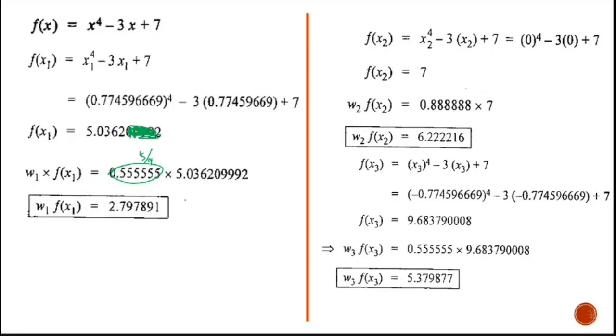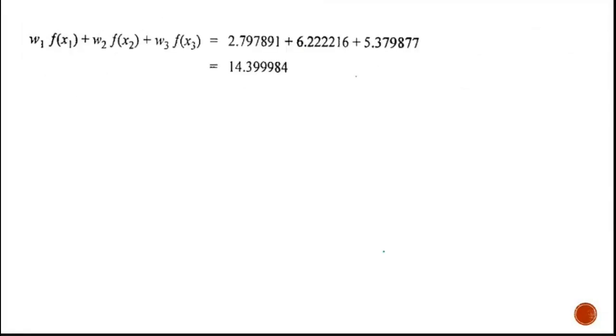Okay, so now I have all these 3 values: w1 f(x1), w2 f(x2) and w3 f(x3). The only thing is I have to add all these 3. When you add all these 3, you get 14.399. This is your approximate solution, around 14.4. Okay, that is my integration value. So we will check manually.